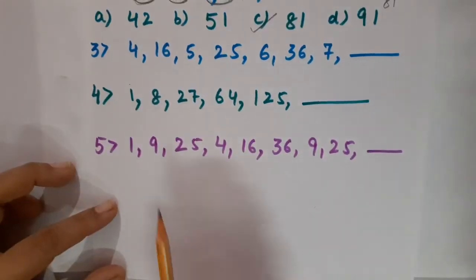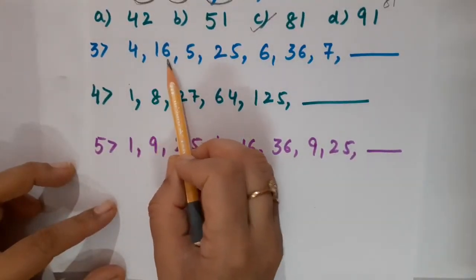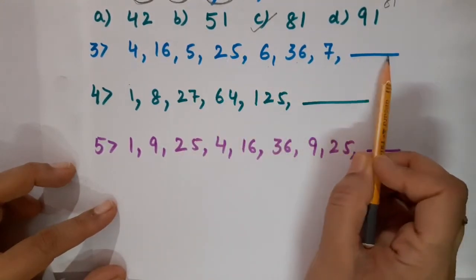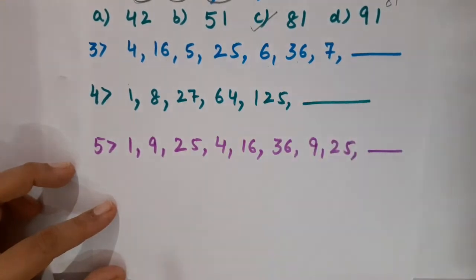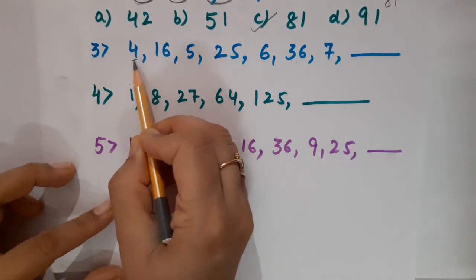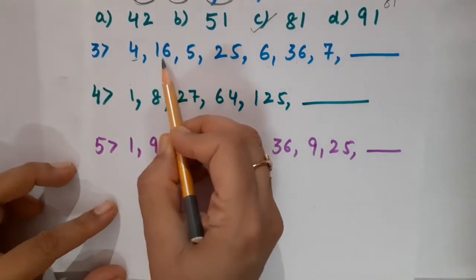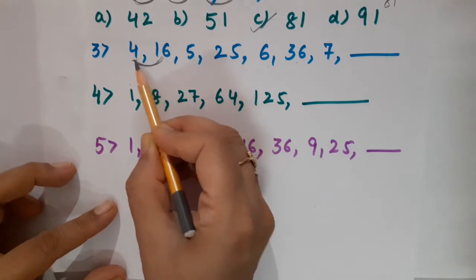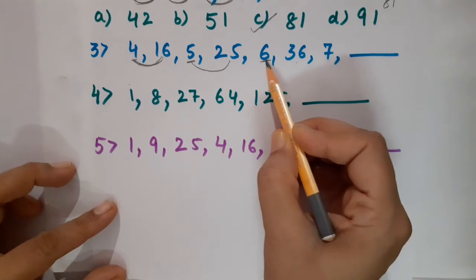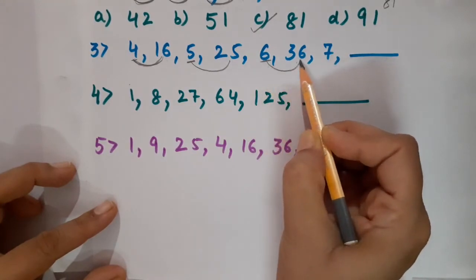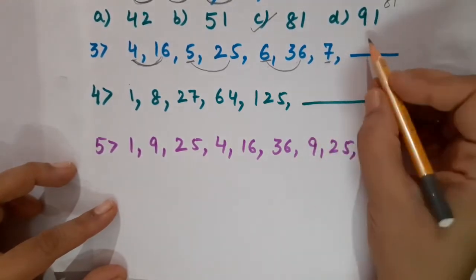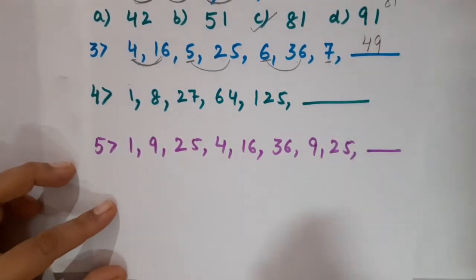Now children, our next question is 4, 16, 5, 25, 6, 36, 7 and so on. Okay. So what do I observe in it? I saw this is 4. When I multiply 4 by 4, I get 16. Means 16 is the perfect square of 4. When I multiply 5 by 5, I get 25. When I multiply 6 by 6, I get 36. So definitely I have to multiply 7 by 7 to get the next number. So 7 sevens are 49. Understood?